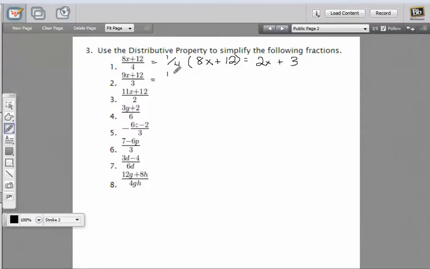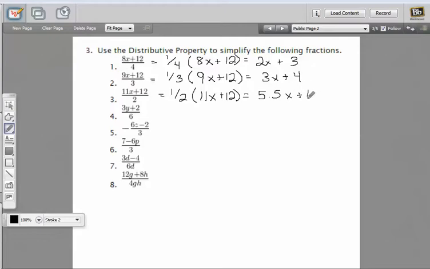Here, number 2, we can rewrite this as 1/3 times 9x plus 12. So distributing, 1/3 times 9x is 3x, and 1/3 times 12 is a positive 4. Number 3 can be written as 1/2 times 11x plus 12. 1/2 times 11x is 5.5x, and 1/2 times 12 is 6.